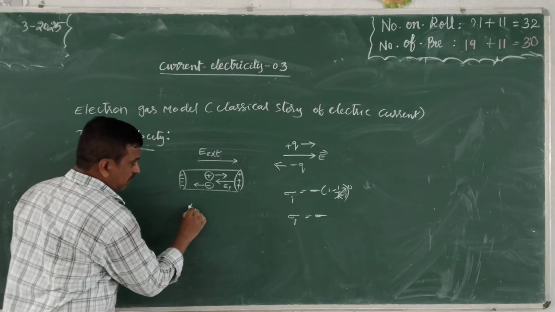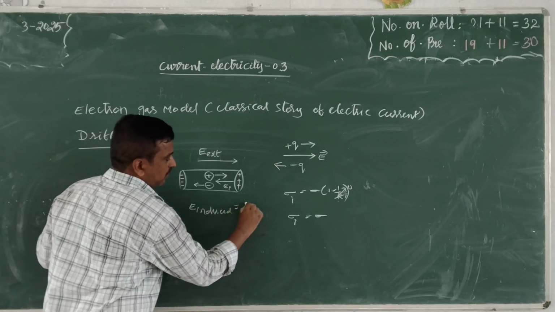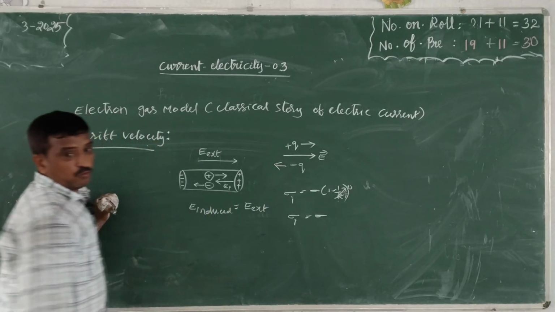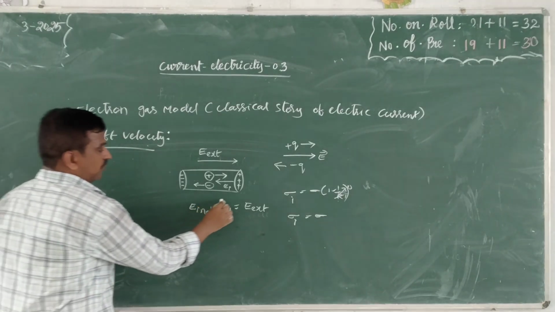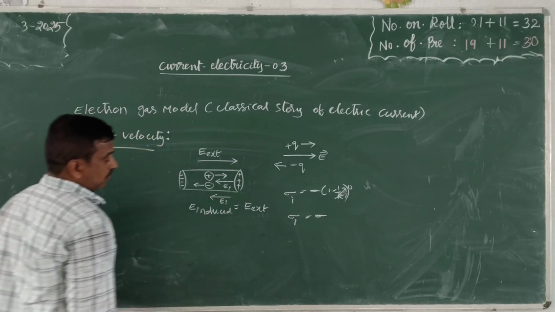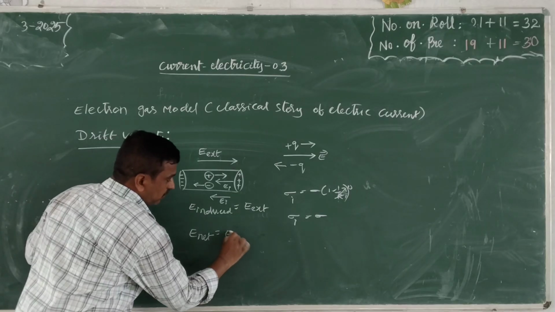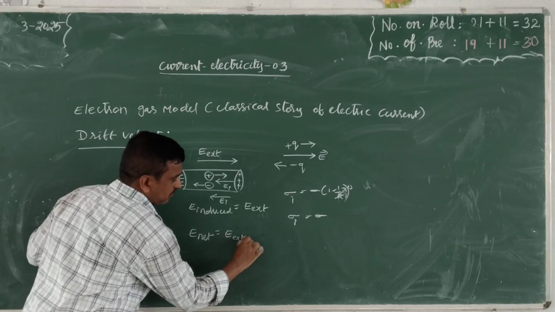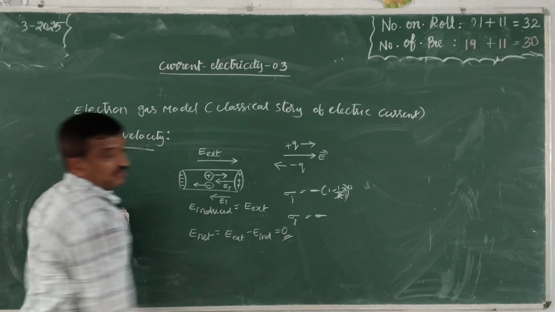See here, E induced equals E external, but both are in opposite directions. One is left to right, the other is right to left. This is the induced electric field, and this is the external electric field. What is the net electric field now? E net equals E external minus E induced. So the net electric field is 0.